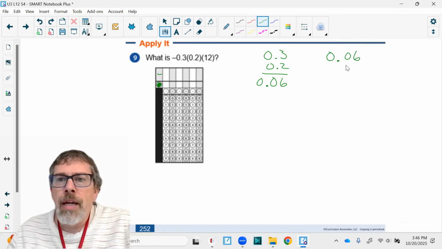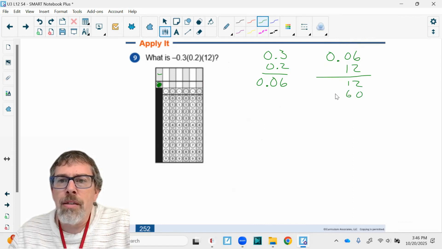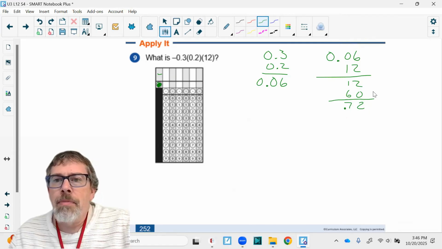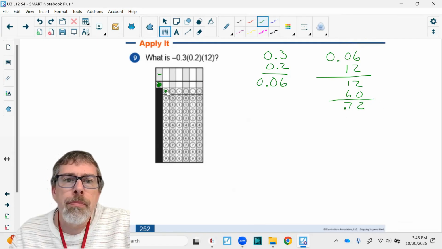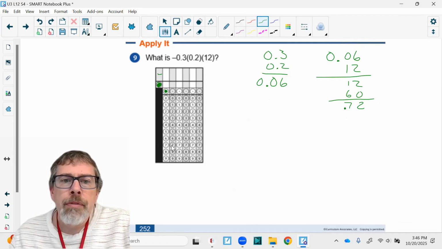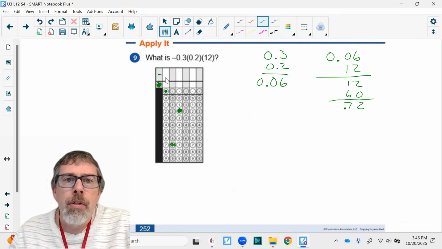0.06 times 12: 6 times 2 is 12. Bring down a 0. 1 times 6 is 6. Add those, and I get 72 with 2 decimal places, so I get 0.72. So decimal point, 7, 2. That's how we bubble this. Negative 0.72.